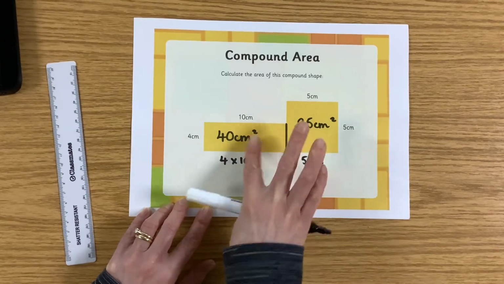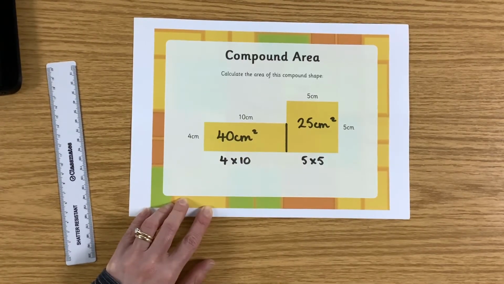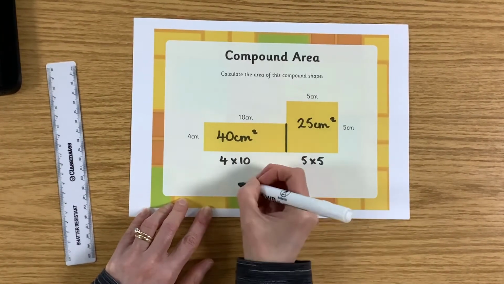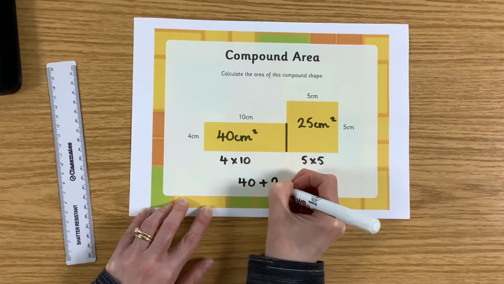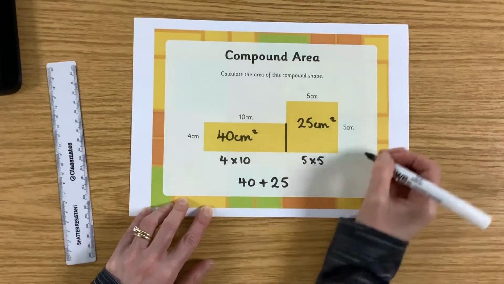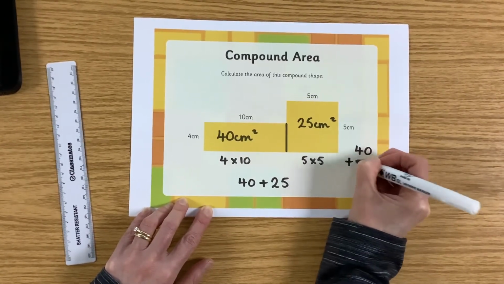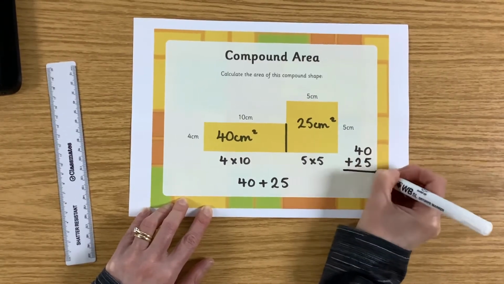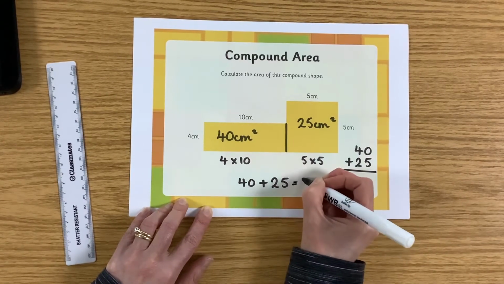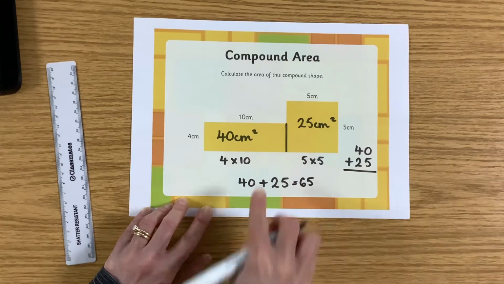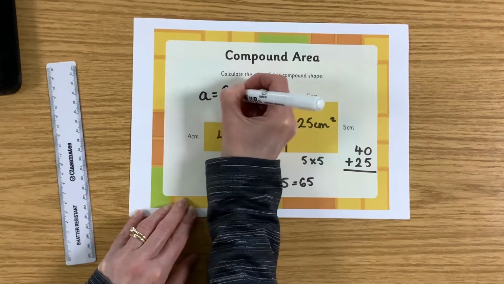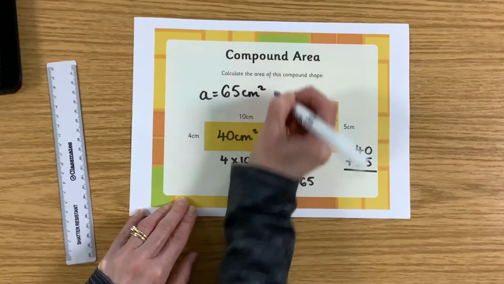Now, we've got the 2 separate areas. Now I need to calculate the area of the compound shape. So what I now need to do is take my 2 answers and add them together. Now lots of you will be able to do it in your head, but if you've got a more complicated question, then you could always write it out as a vertical calculation. What is 40 add 25? Well, 40 add 25 is going to be 65. So what is the area of this compound shape? The area of this compound shape is going to be 65 centimetres squared.